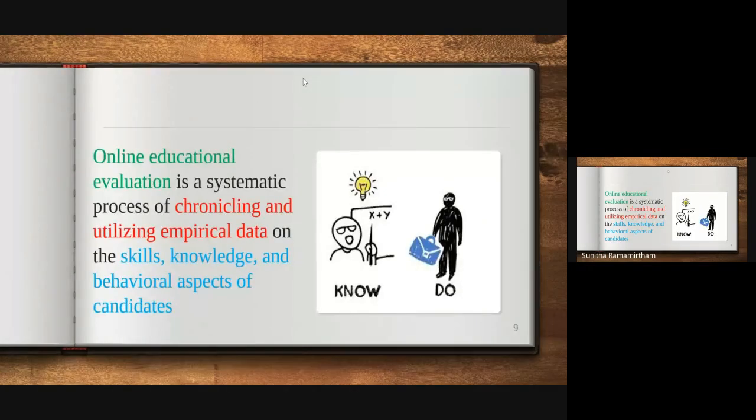So online educational evaluation is actually a systematic process, which means that it needs lots of planning and action. It is a systematic process of chronicling and utilizing the empirical data on the skills, knowledge, and behavioral aspects of candidates. So far, whatever evaluation we are doing, we are just trying to understand the knowledge level of the student. That is the objective.